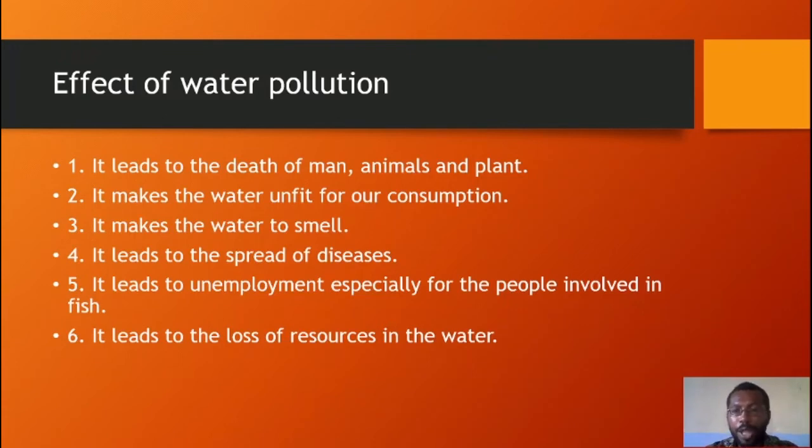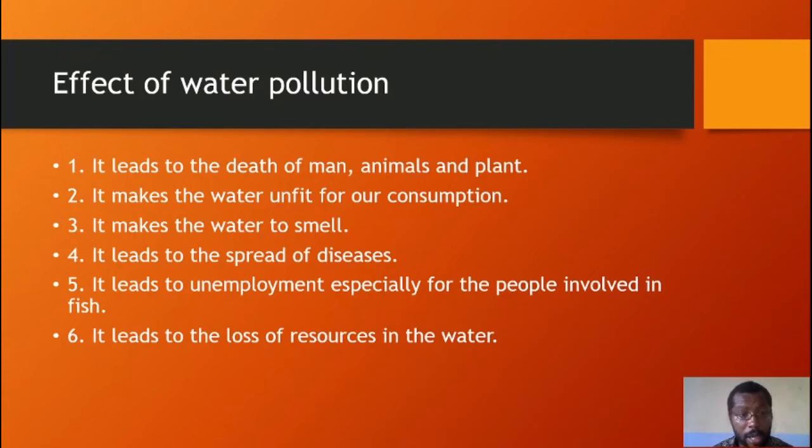And the oil filled the Gulf of Mexico. The water is close to the United States of America. The oil filled it. Now the people that were depending on that part of the ocean to fish were not able to fish. They became unemployed. So you can see that water pollution could lead to unemployment.